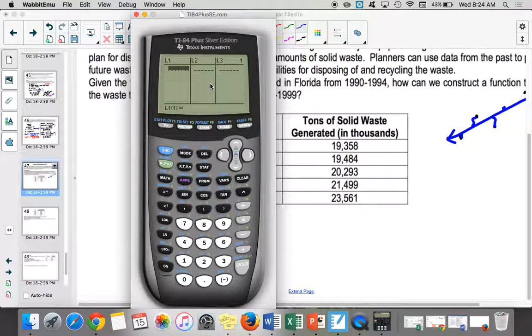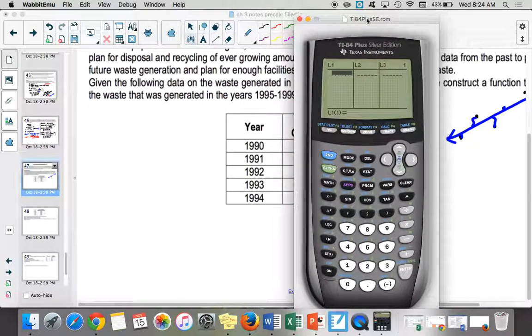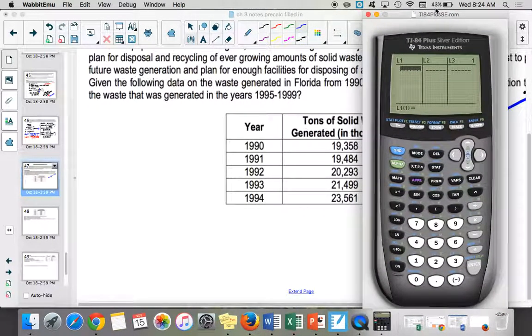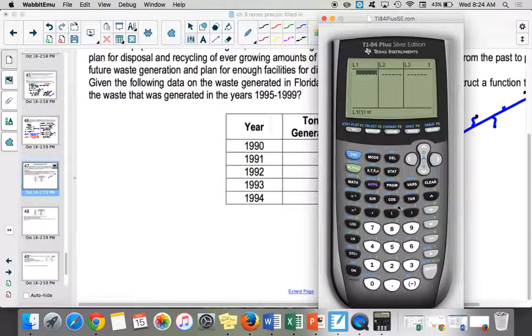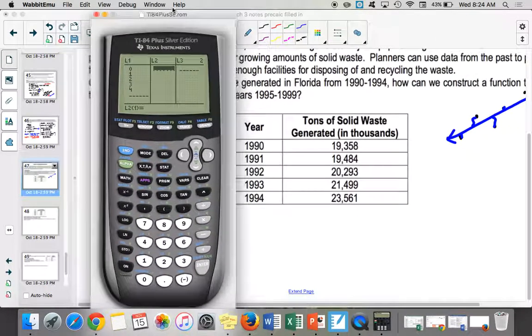Okay, so these are going to be the X values and the Y values. So for our year, we can put 1990, we can put 1991, but a lot of times we'll just start it with year 0. So 1990 could be our year 0 if you want, so you don't want to type in all those numbers. So we're going to hit 0 and then enter, and then 1, enter, 2, enter, 3, enter, 4, enter. Okay, and then if we want to go over to L2, we can put all those numbers in.